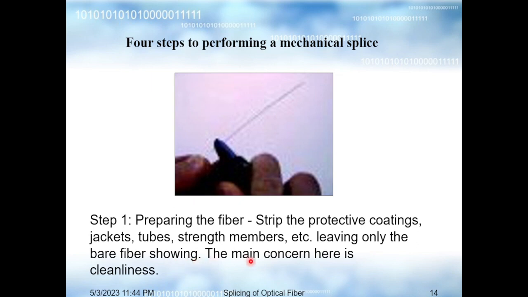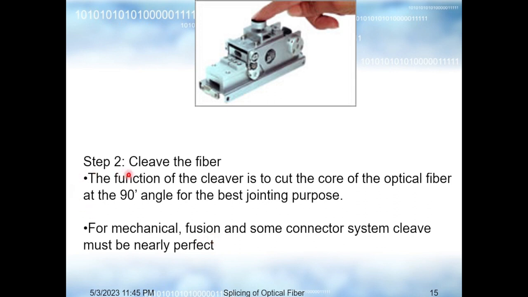Preparing the fiber. Strip the protective coating, jackets, tubes, strength members, etc., leaving only the bare fiber showing. Bare fiber means the core of the fiber. The main concern here is cleanliness. The core should be very clean so that no particle of dust comes in between the two cores. Otherwise, the light will not pass properly and the loss in decibels will increase.